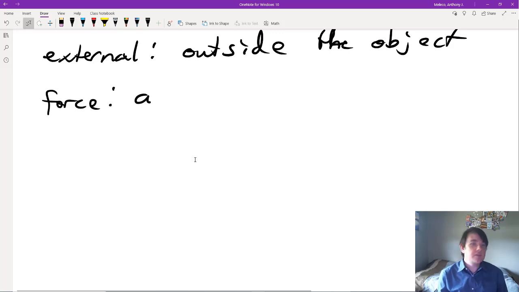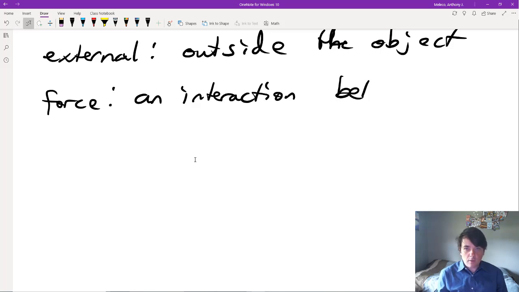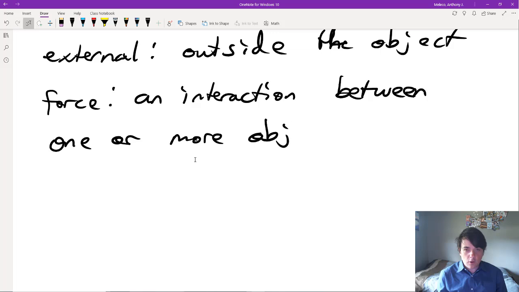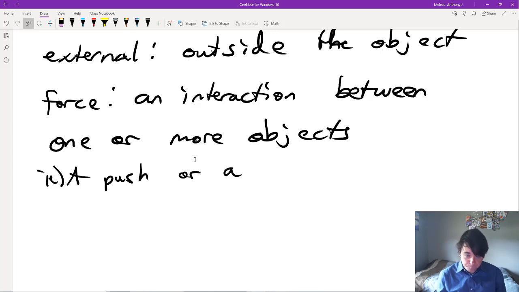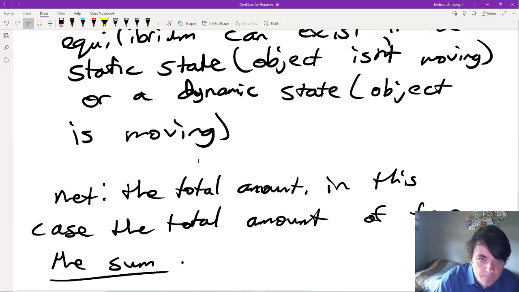And now force, I will go ahead and define as well. A force is just an interaction between one or more objects. You can also think of this simply as a push or a pull, is what a lot of people just think of. If you're interacting with some object, like I pick up my phone, I'm interacting with it. I'm applying a force to it in a particular way to interact with it.